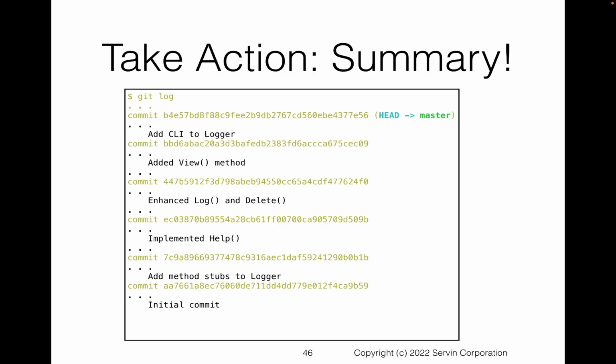Should be feeling pretty good about your interview at this point. In fact, you can give a summary of all the work you've done for this interview. You can do the git log, and it'll give a summary of all the commits that you did, going from the most recent all the way down to the first one. And we see our most recent was add CLI to Logger. We see we did an add view command, our method. We added log and delete method. We implemented the help method. We added method stubs. And of course, we began everything by saying the initial commit.